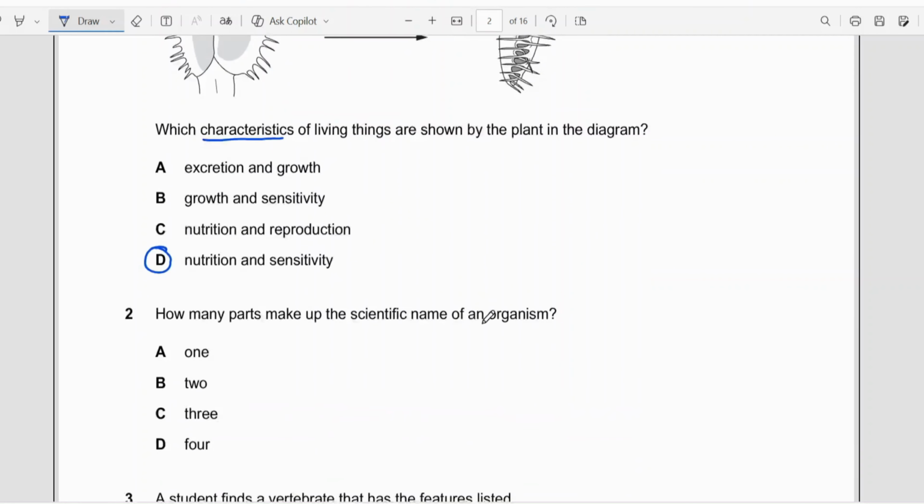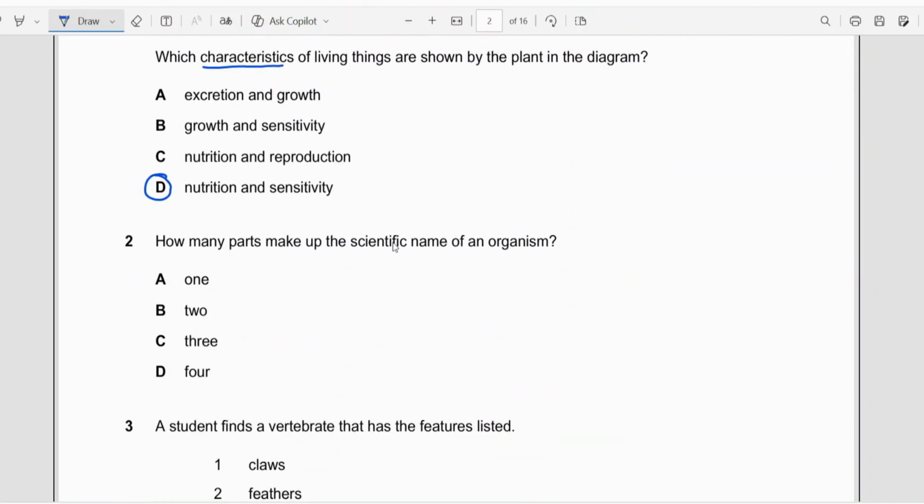How many parts make up the scientific name? It is made up of two: the genus and species. The genus name with the capital letter and the species name with the small letter.